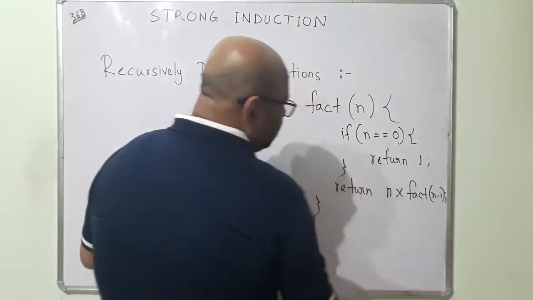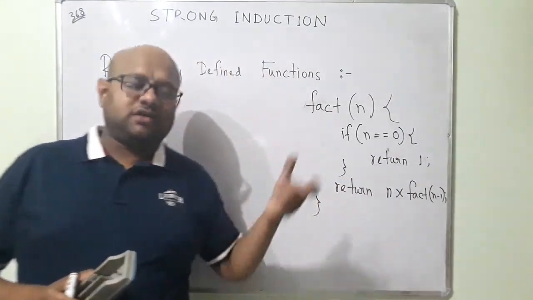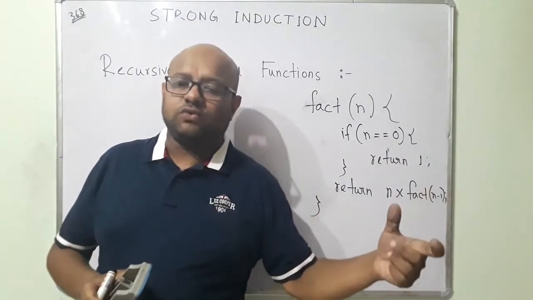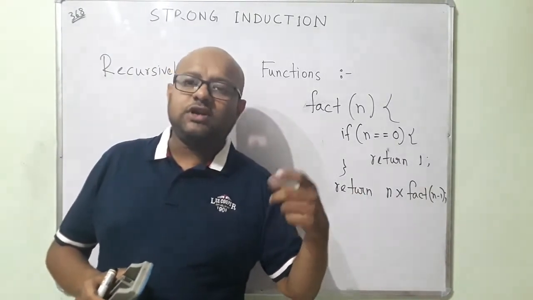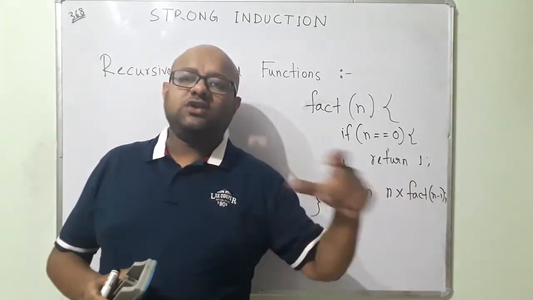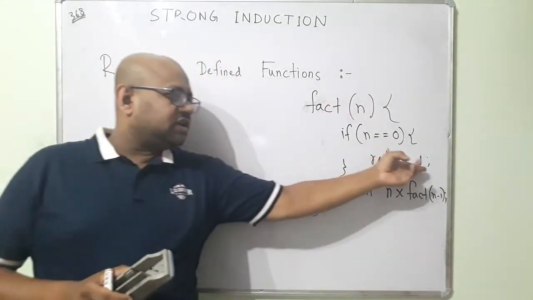Now if we call this function factorial of 3, it will work properly. So factorial of 3 will do what? 3 into factorial of 2. Factorial of 2 will do what? 2 into factorial of 1. Factorial of 1 will do what? 1 into factorial of 0. Factorial of 0 will come here, will return 1.